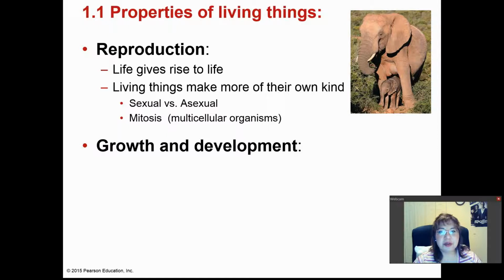So it's no surprise to you probably that when an elephant reproduces, it makes more baby elephants. In other words, elephants don't give rise to lions. Elephants don't give rise to banana trees. Living things make more of their own kind. Now, there are different types of reproduction. If we compare sexual reproduction versus asexual reproduction, sexual reproduction requires two parents to produce a new offspring.